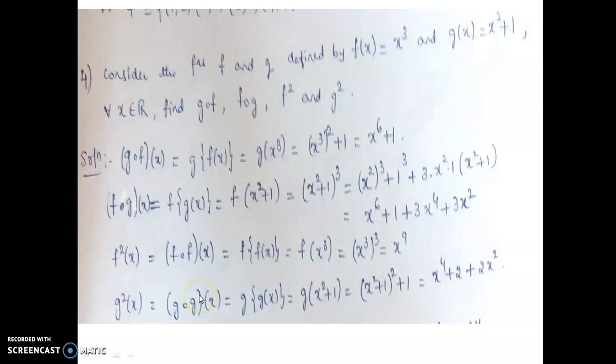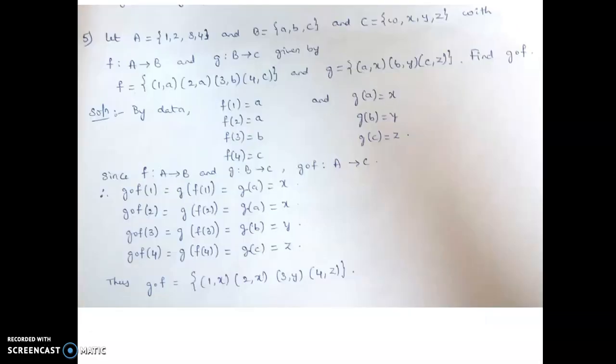For f square and g square, you can try this one as I have told you, just substituting f of x at two different places, and substituting g of x at two different places.